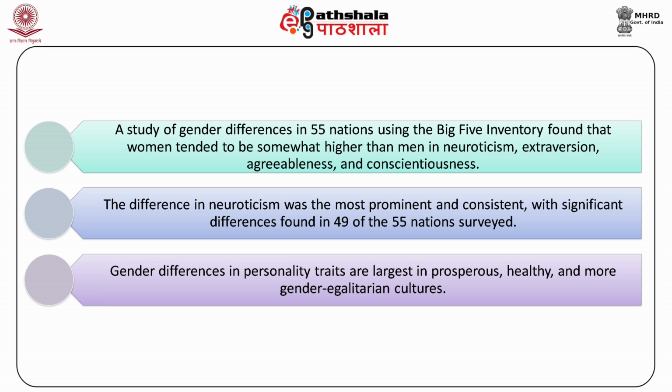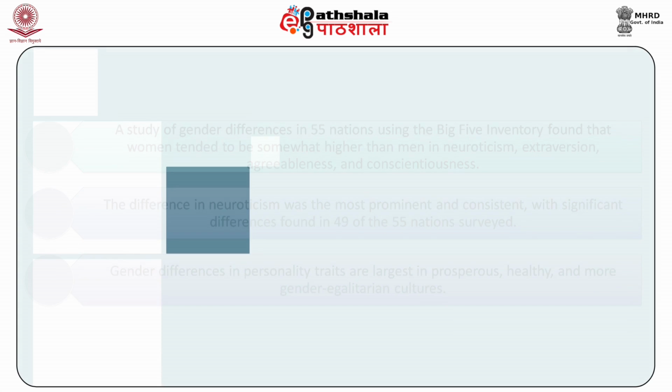A study of gender differences in 55 nations using the Big Five inventory found that women tend to be somewhat higher than men in neuroticism, extraversion, agreeableness, and conscientiousness. The difference in neuroticism was the most prominent one and consistent, with significant differences found in 49 out of the 55 nations surveyed. Gender differences in personality traits are largest in prosperous, healthy, and more gender egalitarian cultures.